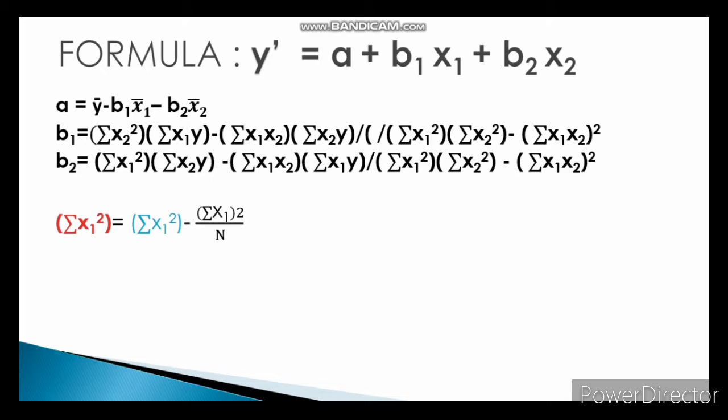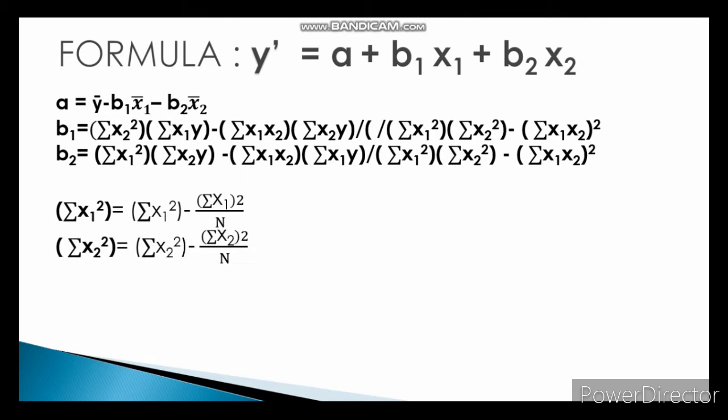Pero hindi sila same ng value. So, yung summation of x sub 1 square, siya yung makukuha nating value doon sa data. Ito naman color red na summation of x sub 1 square, ito yung kabuuan. So, ito yung kinukuha natin data o kinukuha natin value para kay b sub 1 at saka kay b sub 2. So, next, summation of x sub 2 square is equal to summation of x sub 2 square minus to the summation of x sub 2 quantity square all over n.